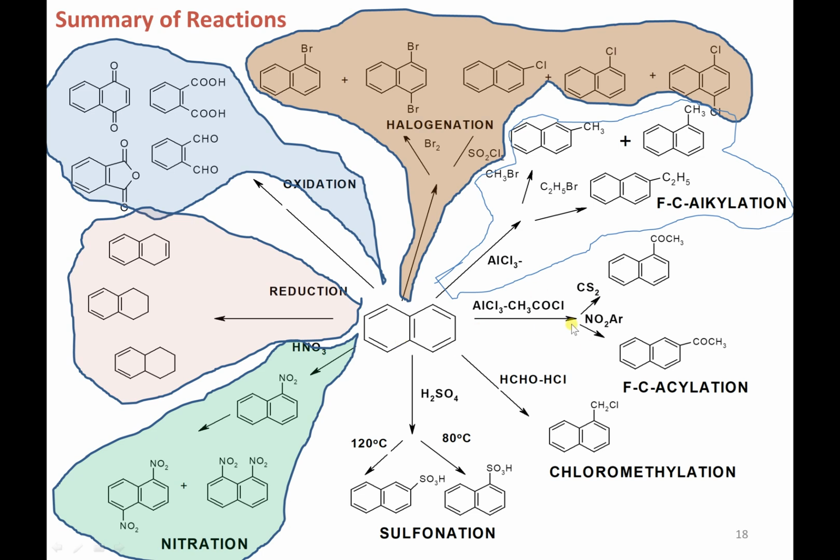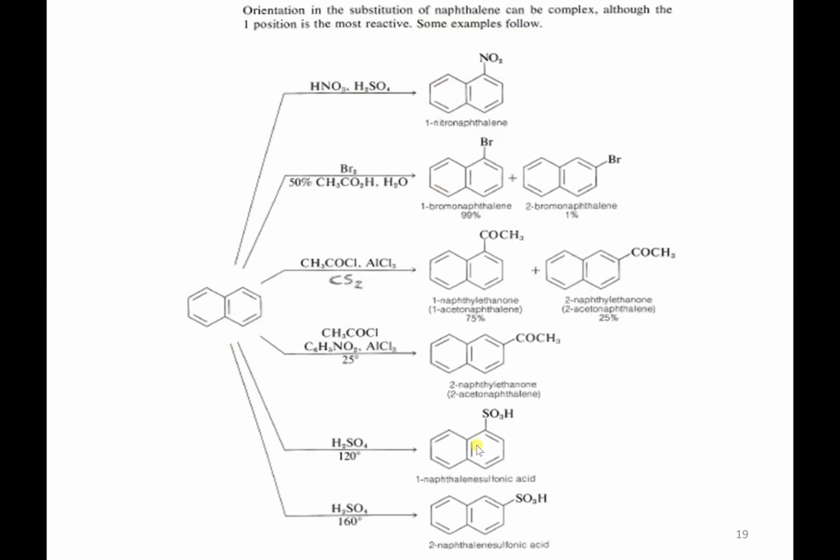With acylation, under the normal CS2 condition, you will get the alpha acetyl, but with nitropentane at higher temperature, you will get beta acetyl. With classical chloromethylating conditions, you will get the classical expected 1-chloromethyl or alpha chloromethyl naphthalene, and this is nicely summarized. This is a summary of the reactions.